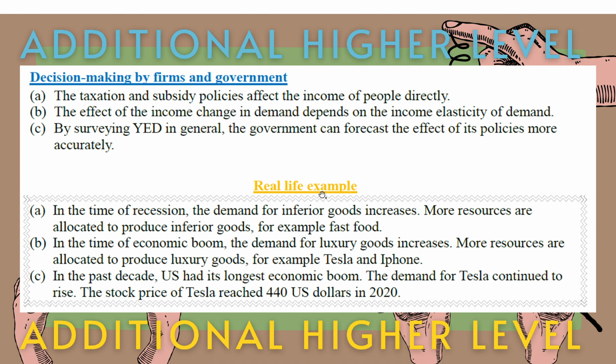Real life example: in time of recession, the demand for inferior goods increases. More resources are allocated to inferior goods, for example, fast food. And in time of booming, demand for luxury goods increases more, so more resources are allocated to luxury goods, for example, Tesla and iPhone. Tesla is always my best example. The demand for Tesla sent its stock price to $440 in 2020.